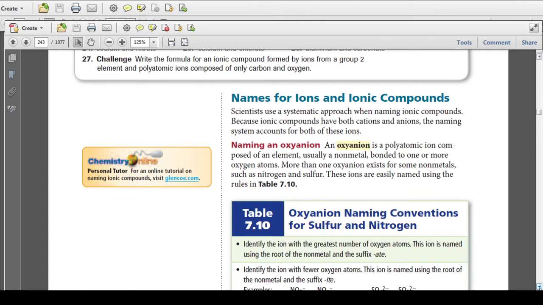Scientists use a systematic approach when naming ionic compounds. Because ionic compounds have both cations and anions, the naming system accounts for both of these ions. An oxyanion is a polyatomic ion composed of an element, usually a nonmetal, bonded to one or more oxygen atoms. More than one oxyanion exists for some nonmetals, such as nitrogen and sulfur. These ions are easily named using the rules below.